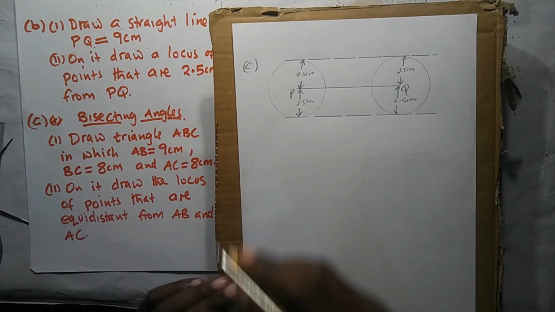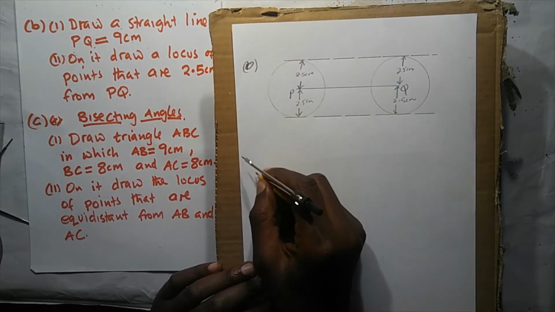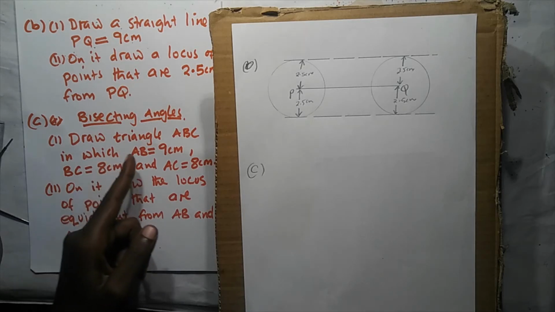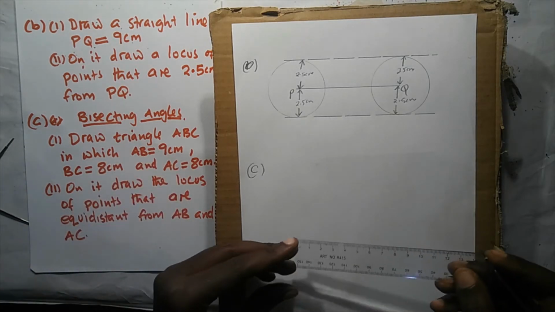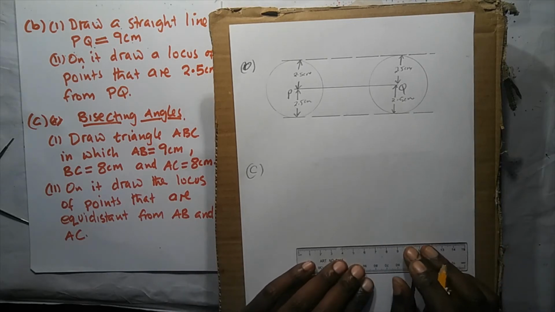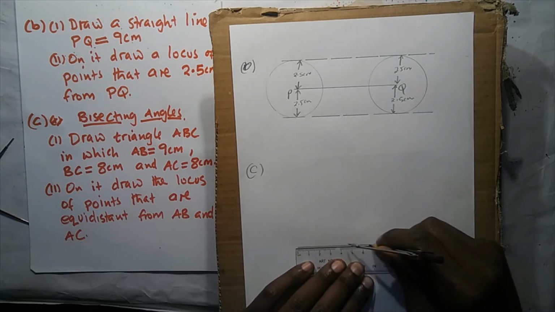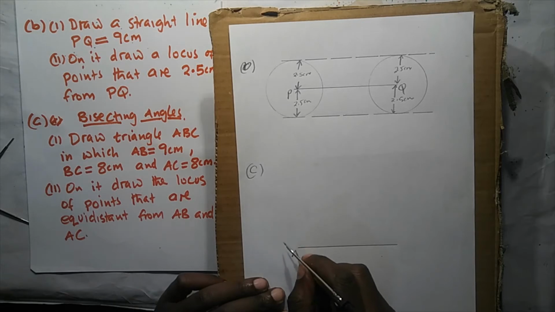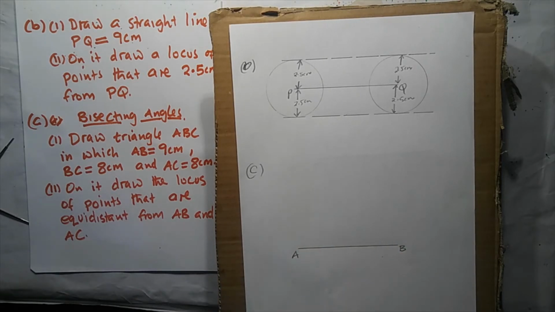So this is actually B. So we come to C now, bisecting angles. So here is a question that we have. Draw triangle ABC in which AB is 9 centimeters. So we are going to draw the triangle here. We'll make sure we draw 9 centimeters here. Okay, so this is 9 centimeters. This is A and this is B.